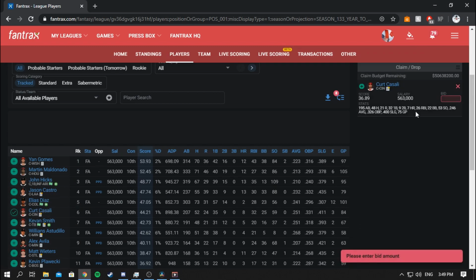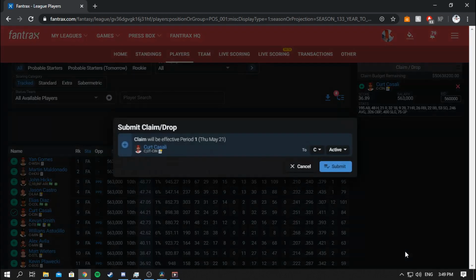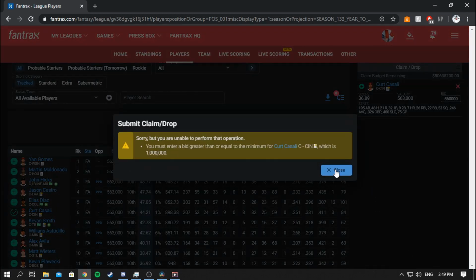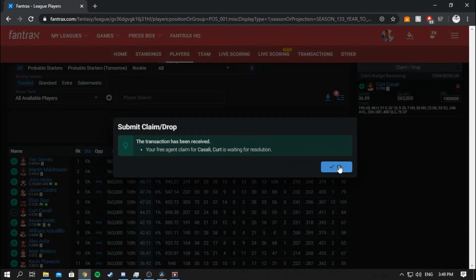Let's keep building this catcher list. 56 cents from here on off. Let's go. So in this league, that's $560,000. Oh, shoot. In this league, the minimum is 1 million. If this was our league, you could be putting 56 cents in here, but this league has a minimum, so.